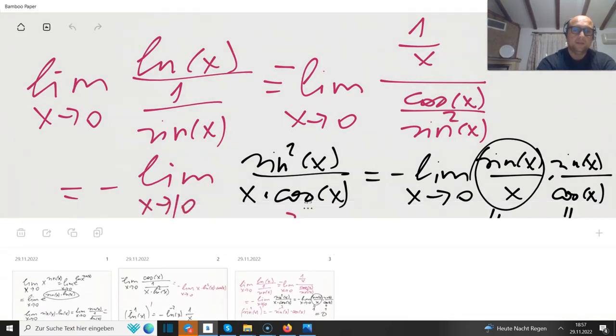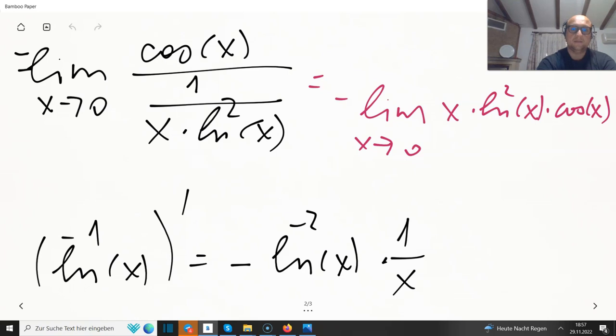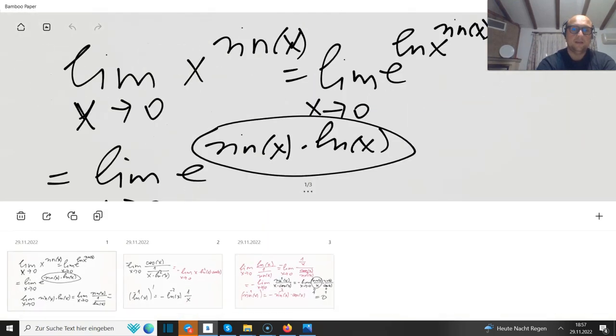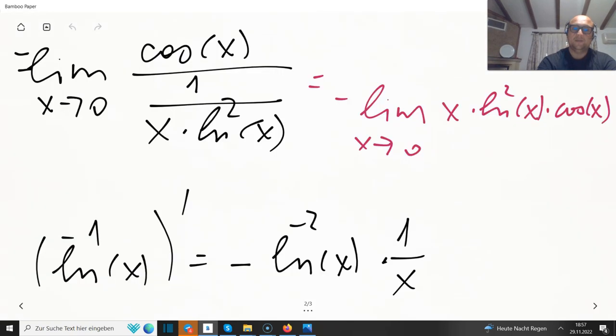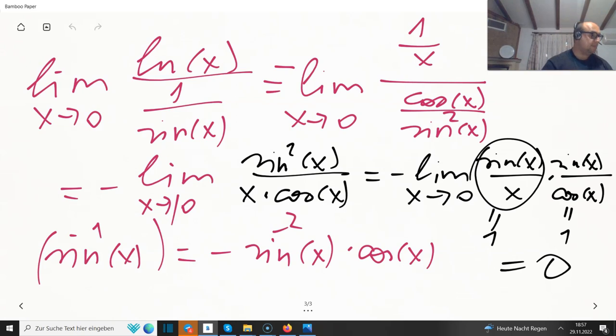So this result, this was my unsuccessful trial. This one is becoming 0. So really we have e to the power of 0, which is 1. This is the first limit this time. What about the second one?